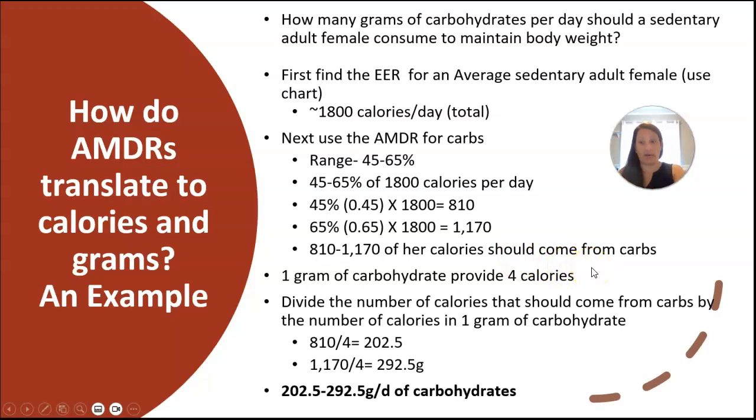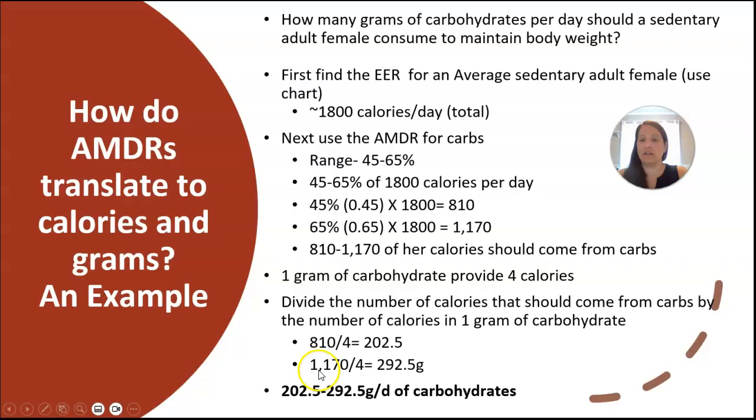Okay, so we know how many calories. Now we've got to figure out how many carbohydrates that is. And so remember back to chapter 1, 1 gram of carbohydrate provides 4 calories. And so just divide the number of calories that should come from carbs by the number of calories in 1 gram of carbohydrate. And so at the low end, again, we said 810 calories divided by 4 calories, because there's 4 calories in a gram. If my math is right, that should be 202.5. So at the low end, 202.5 grams of carbohydrate should be consumed.